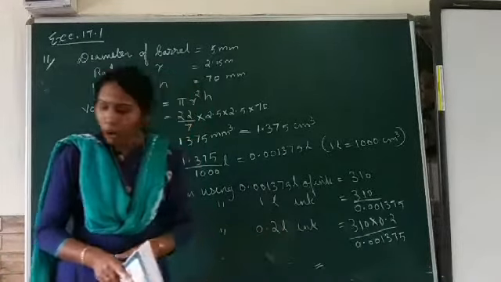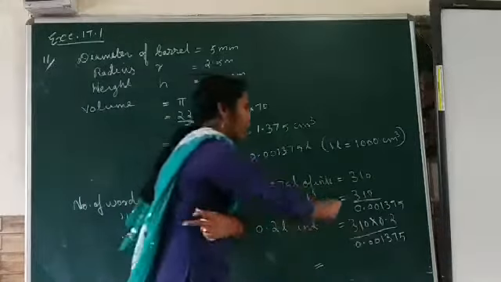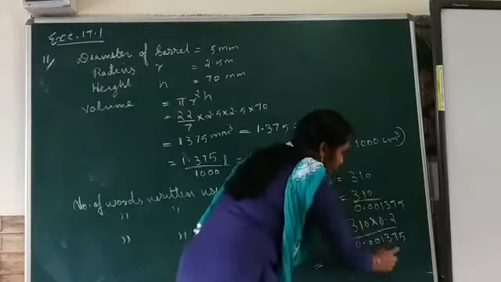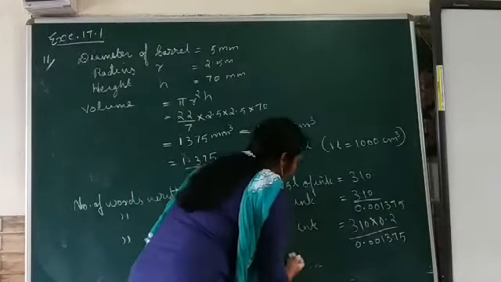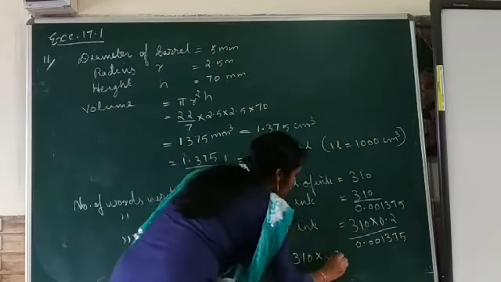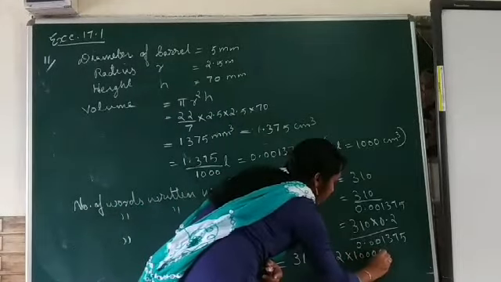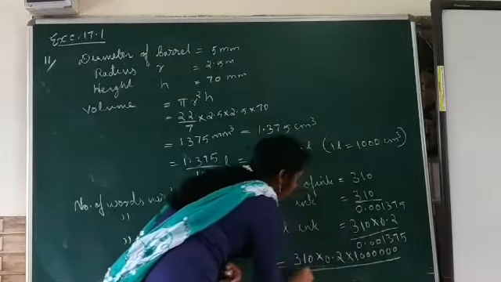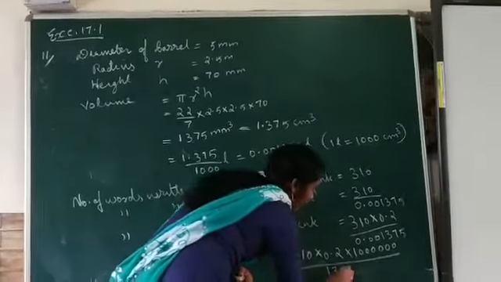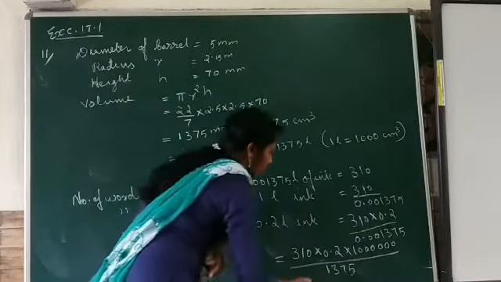So in order to calculate this, we have to multiply both numerator and denominator by 10 lakhs, because there are 6 digits after decimal in the denominator. So that is equal to 310 into 0.2 into 10 lakh divided by, here the decimal point will be eliminated, so it will be written as 1375.